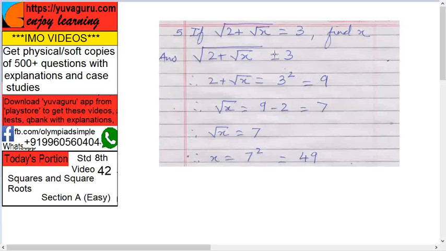Whenever you make some changes on one side of an equation, you have to make it on both the sides. That's very important. So square both the sides.